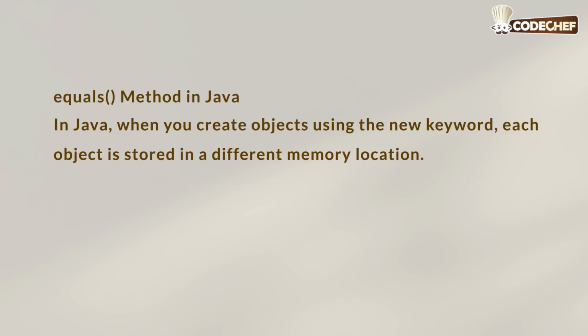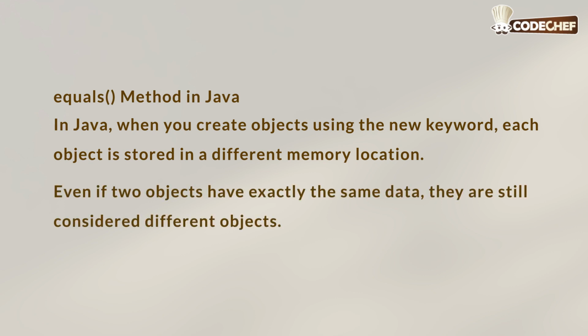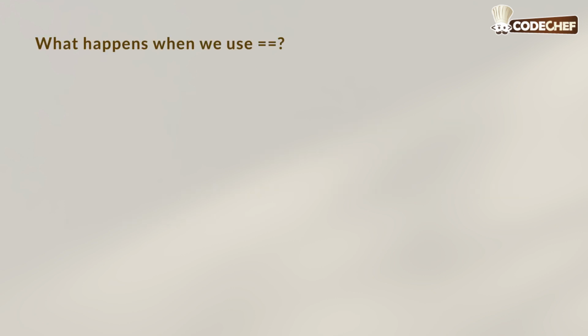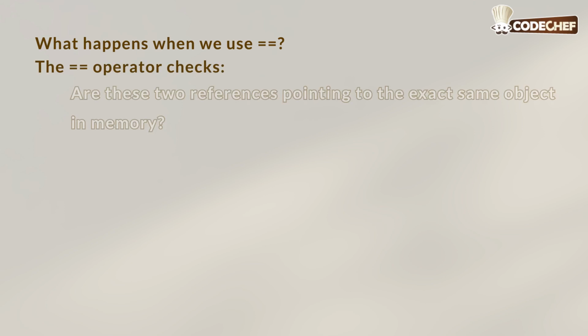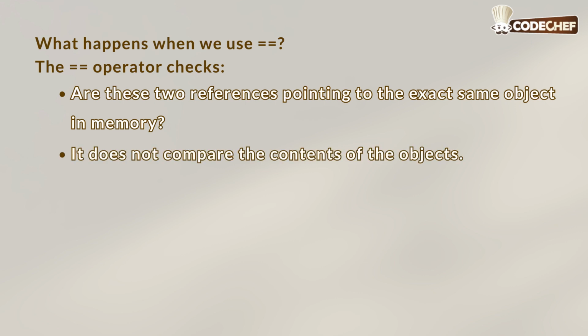Equals method in Java. In Java, when you create objects using the new keyword, each object is stored in a different memory location. Even if two objects have exactly the same data, they are still considered different objects. What happens when we use the equal to operator? The equal to operator checks: are these two references pointing to the exact same object in memory? It does not compare the contents of the object.